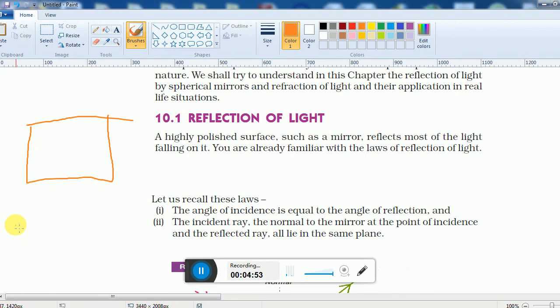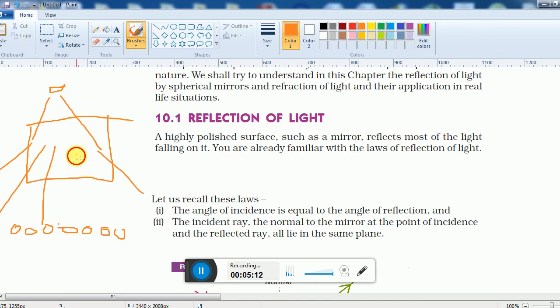Even from this corner, the students sitting in the classroom, in every corner, can see the blackboard. Why? Because the light ray falls from the source of light on the blackboard, and it gets reflected in all the directions. So this type of reflection is called diffuse reflection.